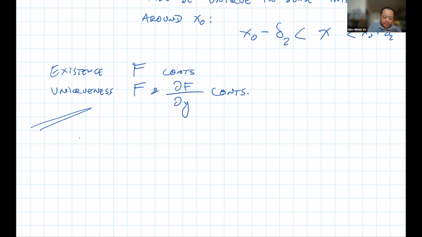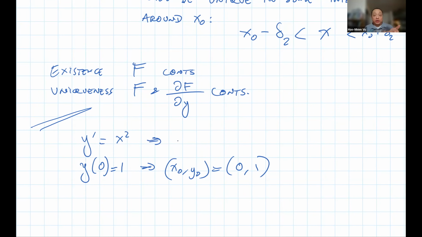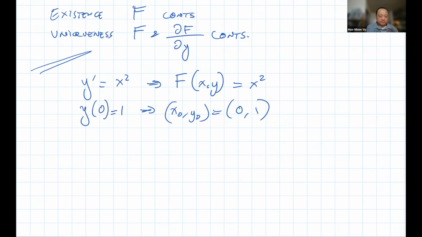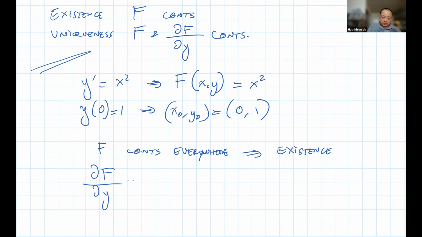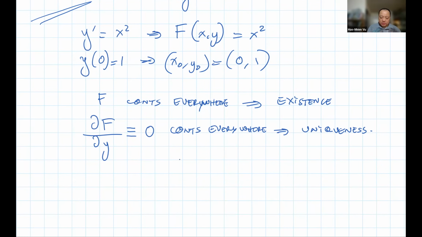So for our example, the equation was y prime is equal to x squared, and the initial condition was y of 0 equals 1. So that means we're looking at x naught, y naught is the point (0, 1). Y prime is already isolated. So we're looking at f(x, y) is actually just a function of x. F is continuous everywhere. So we have existence. Partial f with respect to y is equal to 0 as a function, is equal to the 0 function. So it's also continuous everywhere. And so you have uniqueness. And in this particular situation, the delta 1 and delta 2 can be arbitrarily large.